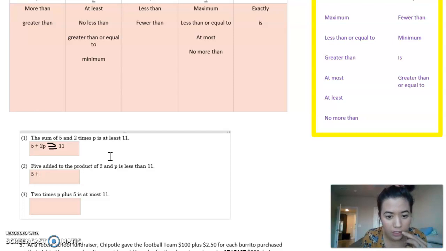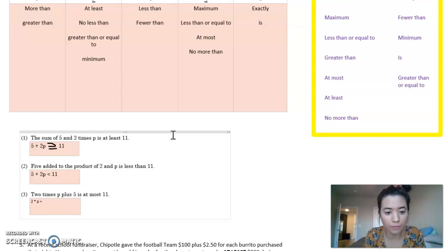And then we have 5 added to the product of 2 and p, the product means multiply, is less than 11. I think you guys know what that one is. So what we're doing, the 5 and 2p needs to be smaller than 11, therefore it gets the smaller part of my sign.